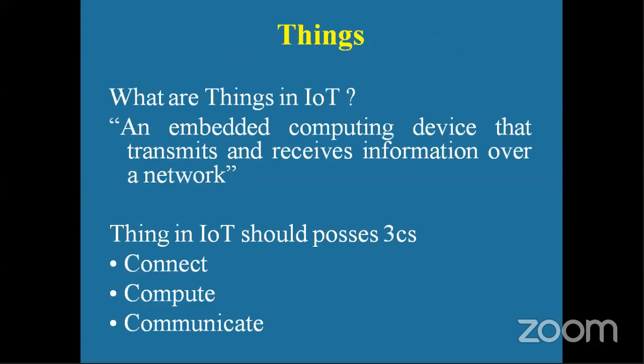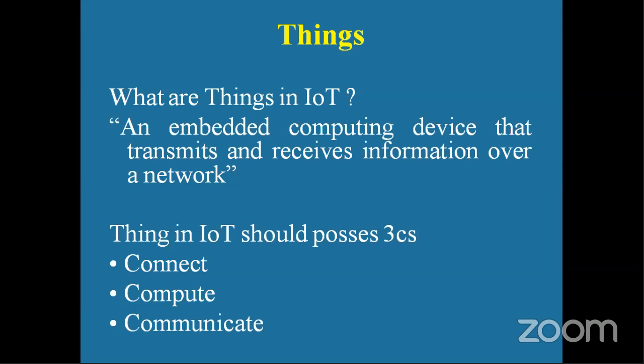Let us go further and try to understand what is the meaning of a thing. The T in IoT is a thing. What is a thing? Normally people say the refrigerator in your home is a thing. The microwave oven, all these, they say are things. But actually speaking, if I have a refrigerator in my house which I purchased some 15-20 years back, is that still a thing? No, it is not a thing. It is not smart. It doesn't have the connectivity.